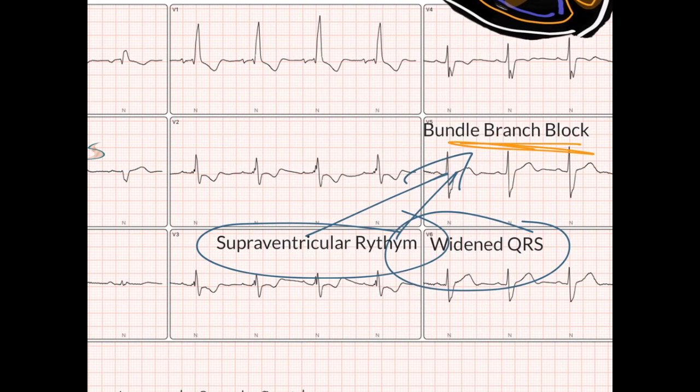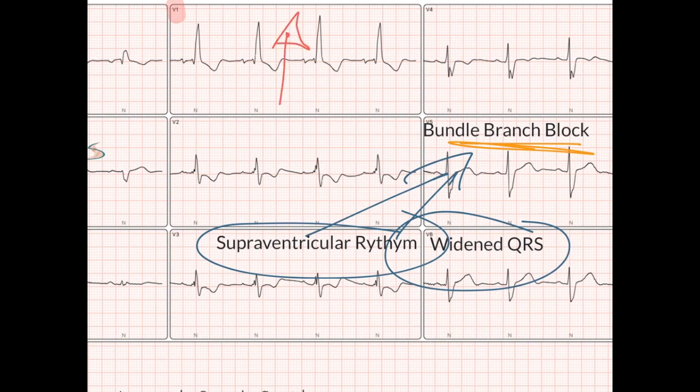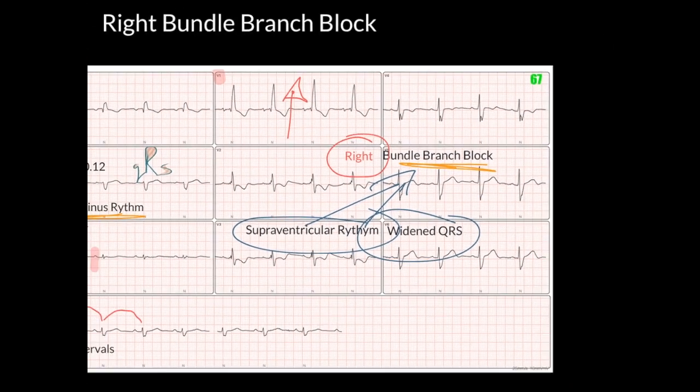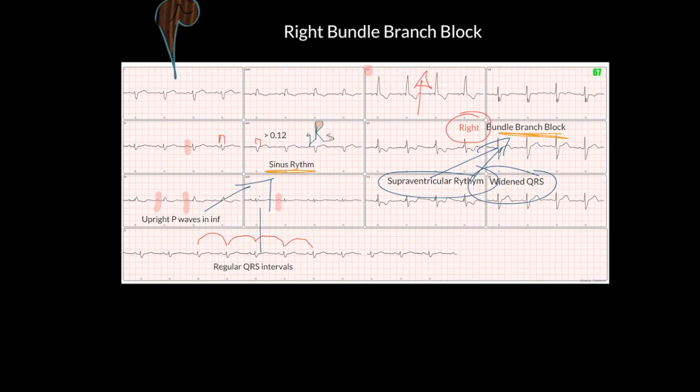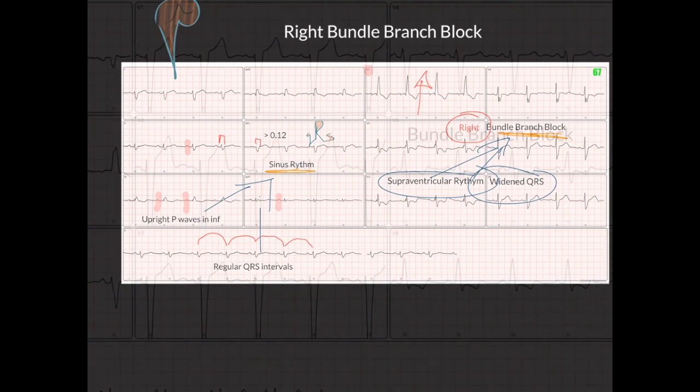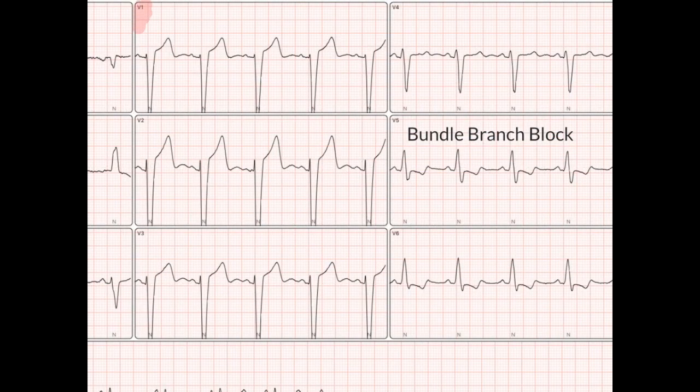So we have to look and see on our ECG which of the two His bundles is obstructed. And in order to do that, we look at V1. And if V1 is upright, then it is a right bundle branch block. And if V1 is downgoing, then we can conclude that it is a left bundle branch block.